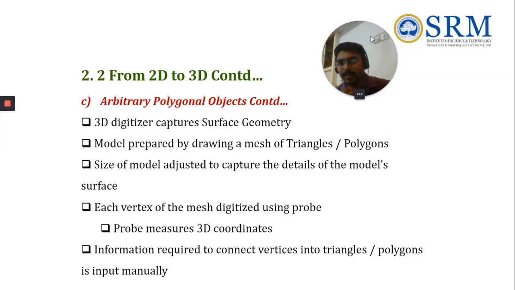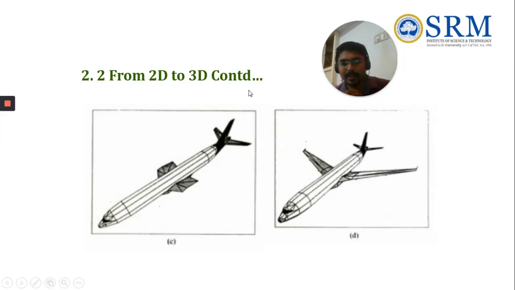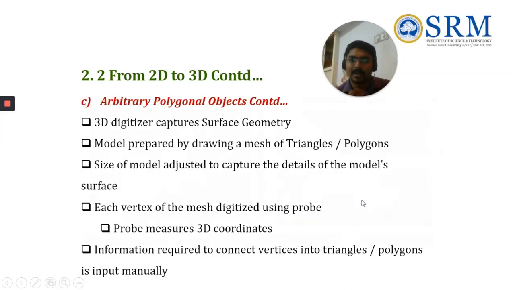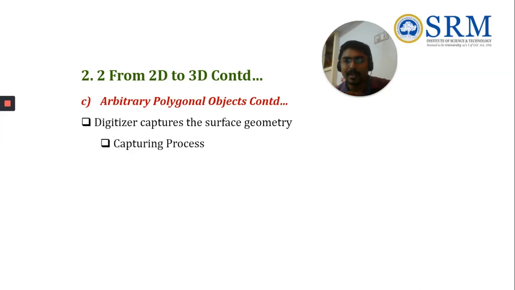The information required to connect vertices into triangles or polygons is input manually. I mean, this is how we convert into shapes from triangles to polygons. These are the inputs we give manually, and then accordingly we can draw the 3D objects. So this is the whole about 2D to 3D conversion.